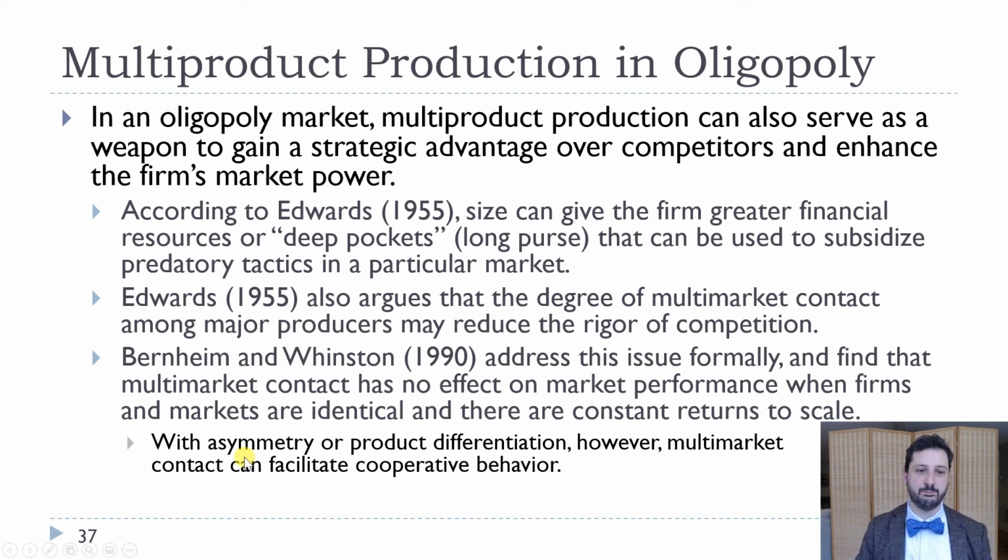And then Bernheim and Winston look at this and they say that might not be true. So if firms are identical and there are constant returns to scale, they find that that's not true in their model. But if there's product differentiation or asymmetry in costs, multi-market contact might facilitate cooperative behavior. So I'd say that's an open question in terms of whether we think it's going to increase tacit collusion or not.